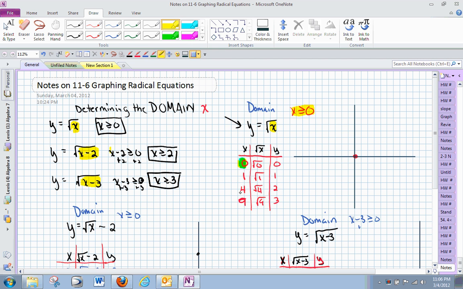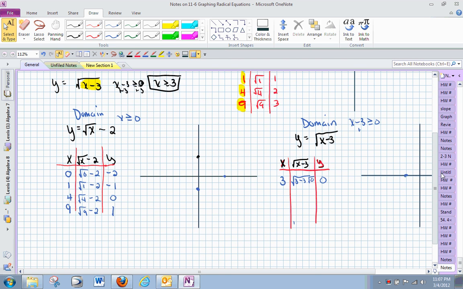And the next number I can take the square root of is 4. The square root of 4 is 2. And the square root of 9 is 3. So when I graph, I have (0, 0), (1, 1), (4, 2), and (9, 3). And I get a very nice little gentle curve that goes to infinity on the right and has an endpoint at (0, 0).